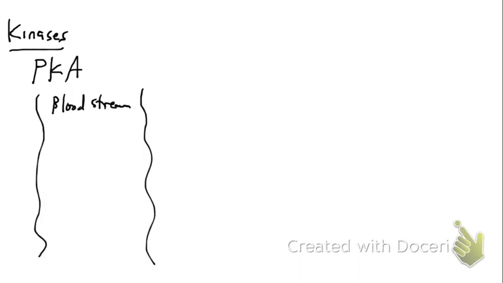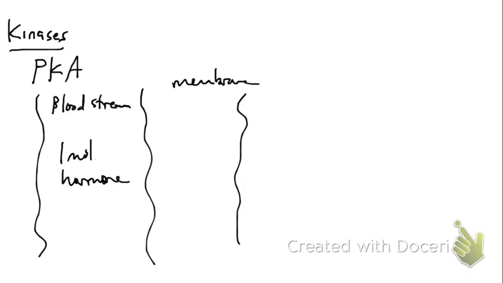So what happens is in the bloodstream, you have one molecule of hormone, or a neurotransmitter, or some other signaling molecule. There's two ways that this can happen. Here's the membrane. There is a protein in the membrane known as adenylate cyclase.